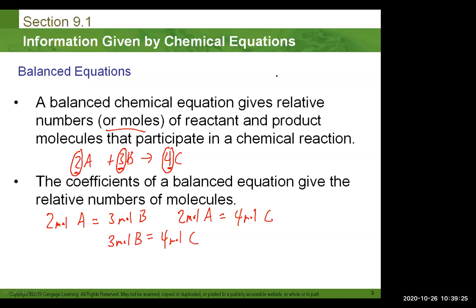So kind of like when you make cookies or something like that, you need so much flour, so much chocolate chips and all that to get a dozen cookies. This is sort of what stoichiometry is. It gives us the relationship of what we need in terms of getting this reaction actually to occur.